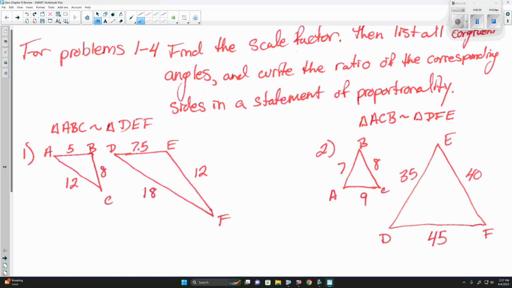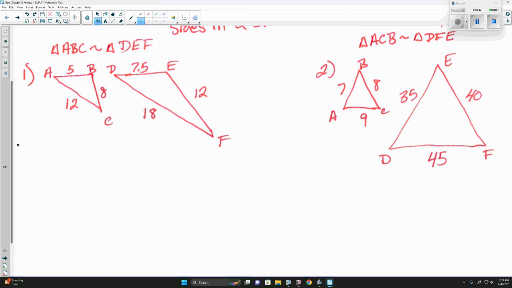So the first thing we're going to look at is problems 1 through 4. Find the scale factor, then list all congruent angles, and write the ratio of the corresponding sides in a statement of proportionality. So this one here, we have 3 different things we're looking for. The first one's the scale factor. Now we can find the scale factor by measuring or comparing the corresponding sides.